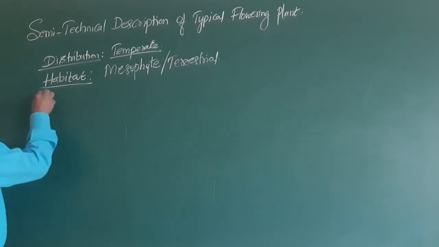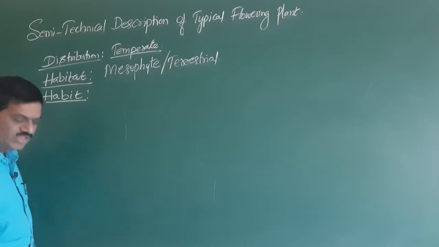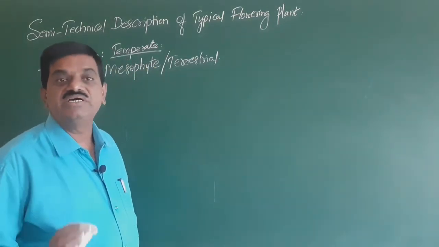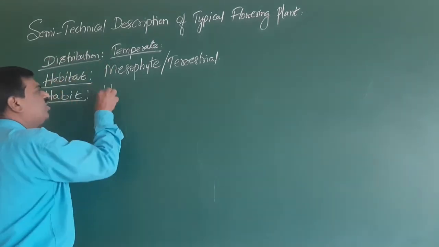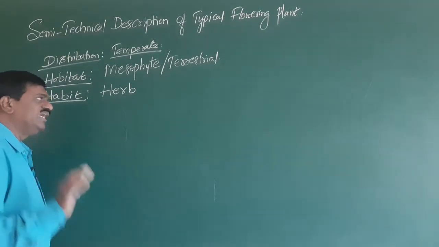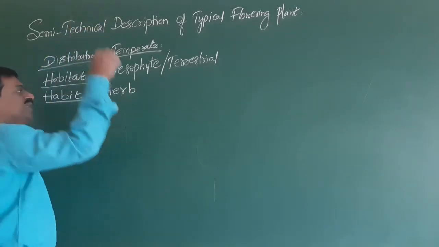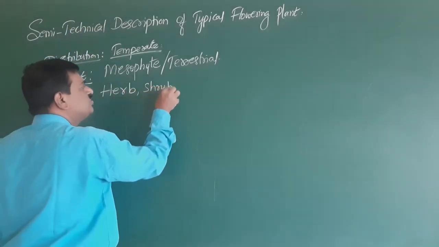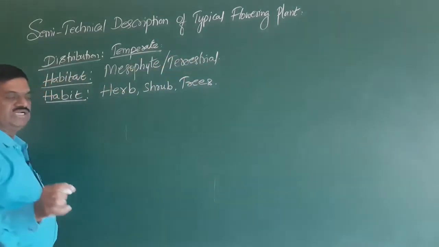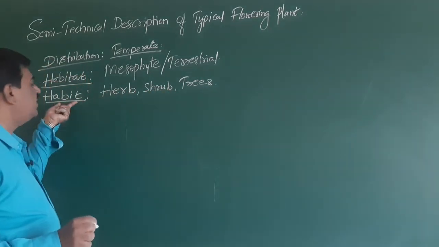Next to habitat, we go for a word called habit. The habit is nothing but whether the plant is a herb, shrub or tree. A herb is low level with a delicate stem. Medium sized plants are called shrubs, and above this are called trees. For a particular plant, whether it is a herb, shrub or tree, we mention this as the habit.